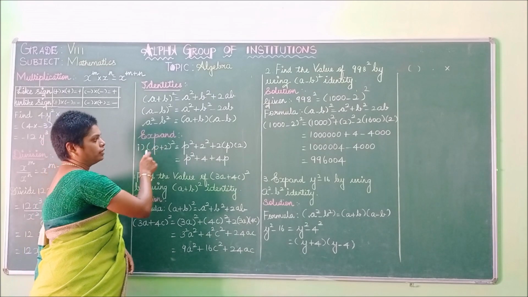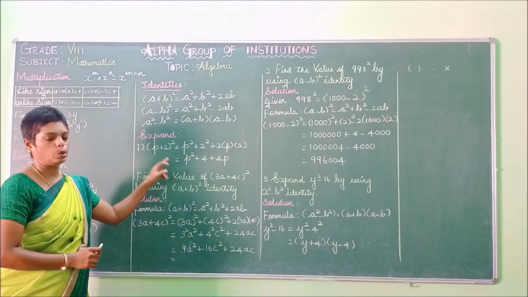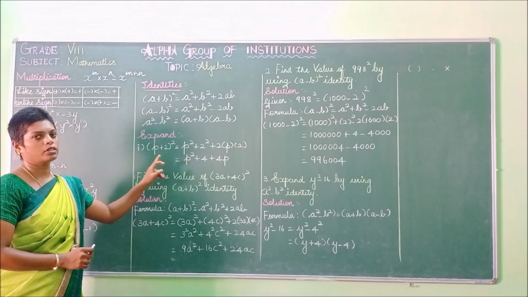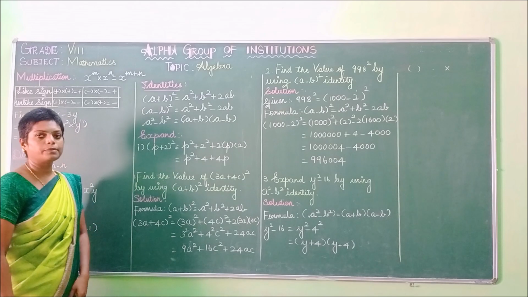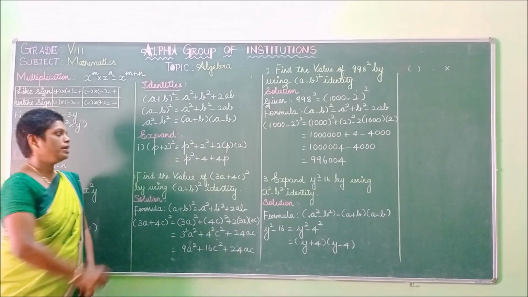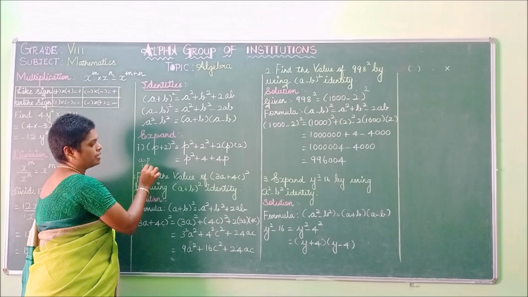So expand. They ask you to expand the value (p + 2) whole square. It is similar to this formula: a square plus b square plus 2ab. Here a is p and b is 2.